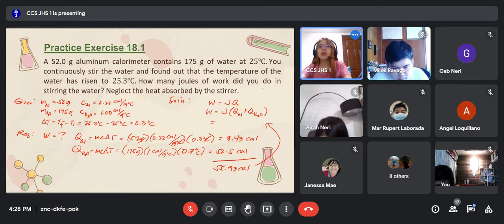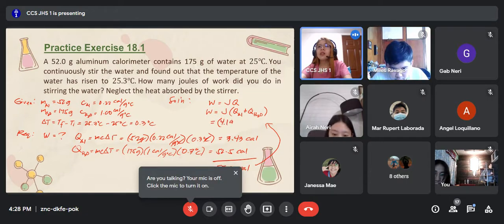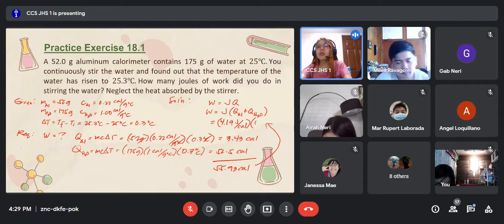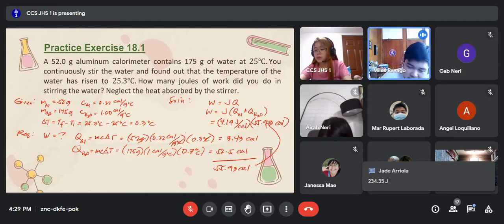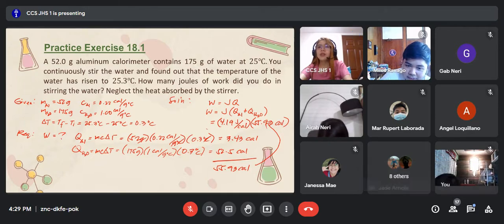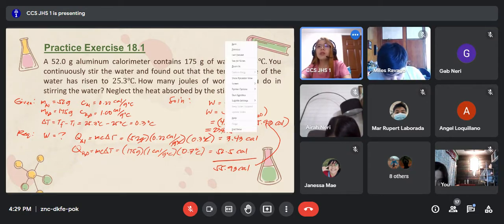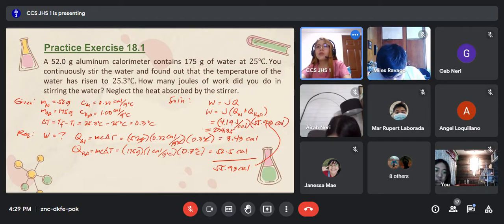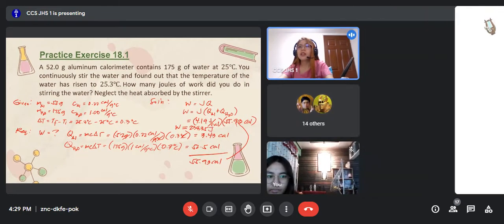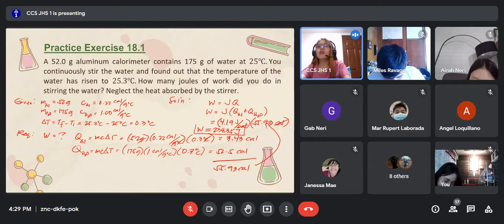What is the value of J, the mechanical equivalent? It is 4.19 joules per cal times our answer, 55.93 cal. What is now our final answer for work? 234.35. Correct. So our final answer is 234.35. What is the unit of work? The remaining unit here is joules, since you can cancel out calories. So the final answer is 234.35 joules.